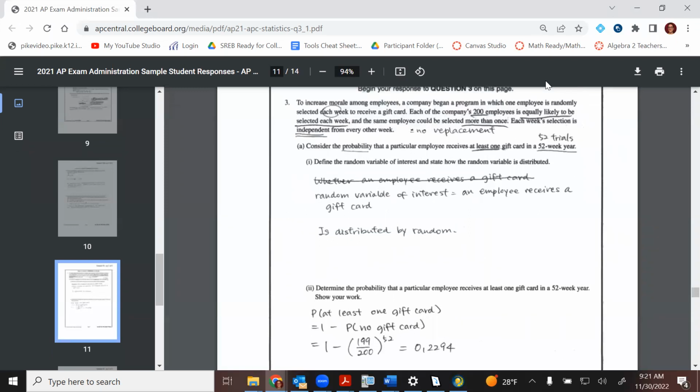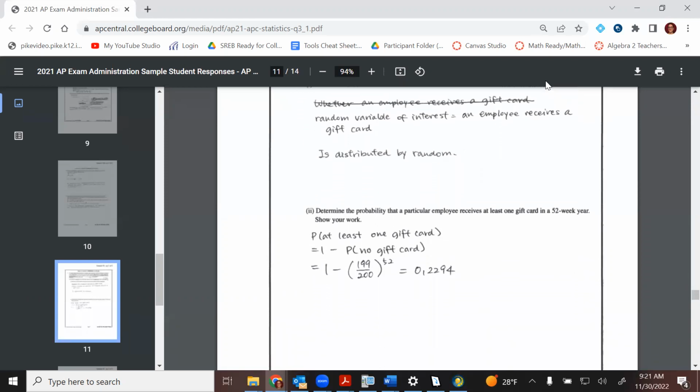Independent, they told us right here, we're assuming it's independent. So we're given that piece. Number of trials: 52, so each week you can come up for winning that. And then probability of success: 0.005, or 1 out of 200, right? Yes. So showing that would be, instead of saying "is distributed by random," going through your binomial conditions so that you can actually state that yes, this is a binomial distribution.